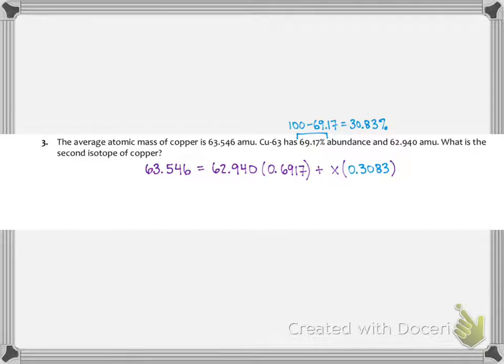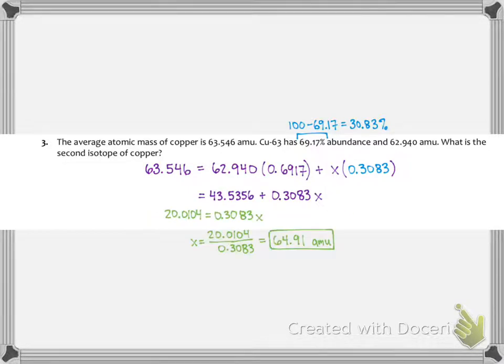Since we were able to easily determine the missing percent abundance, now we just have a little bit of delightful algebra to solve for x, and that will give us the mass of the second isotope of copper. So you should totally try some tasty algebra, and when you're ready to check your work, go ahead and unpause the video. And that's it. You work out all the delicious algebra, you solve for x. The missing isotope of copper must have a mass of 64.91 AMU.